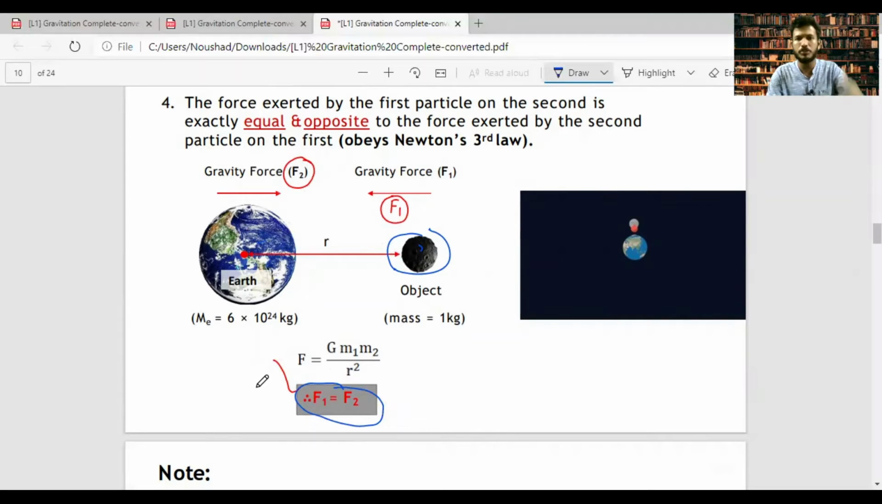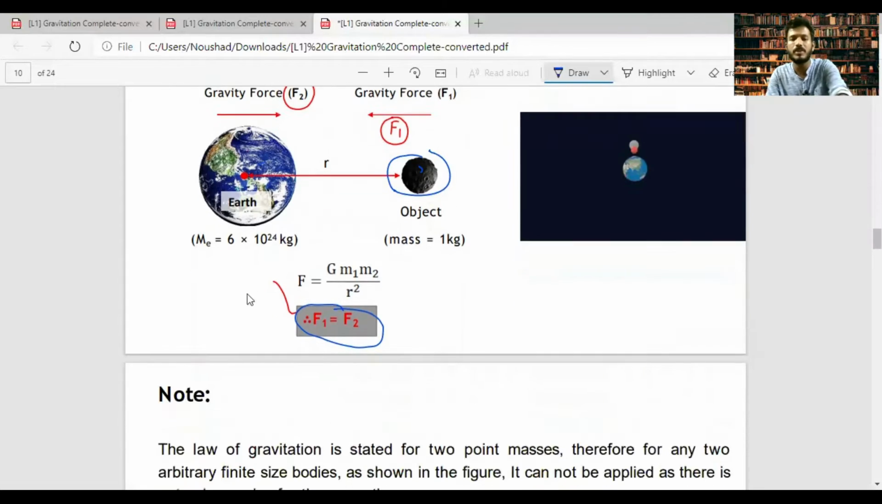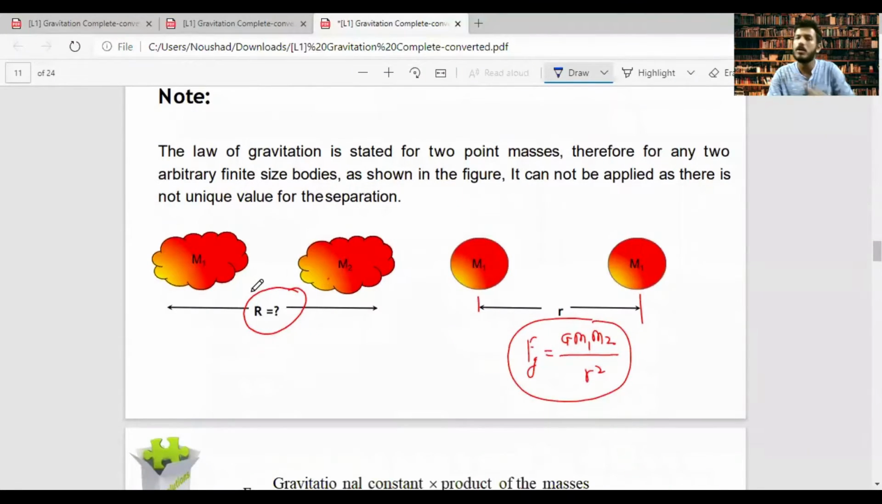If I am attracting you and you are attracting me, my attractive force is F1, your attracting force is F2. That F1 and F2 are equal. That is Newton's third law. Newton's third law is a very familiar law. Here is a note. We are very carefully studying that note.